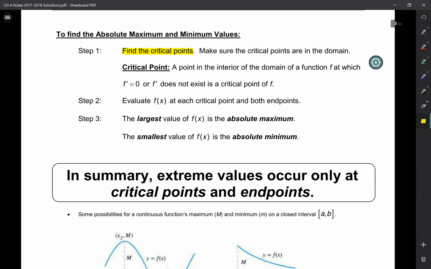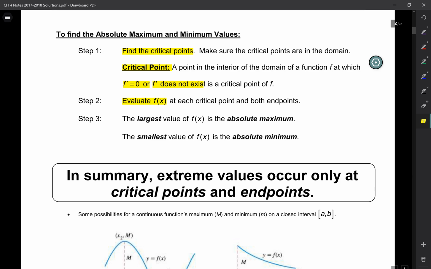Make sure the critical points are in the domain. All right, so here is a critical point. A critical point is a point in the interior of the domain where f prime is 0 or f prime does not exist. One more time: a point in the interior of a domain where f prime is 0 or it does not exist. So we find the critical points.